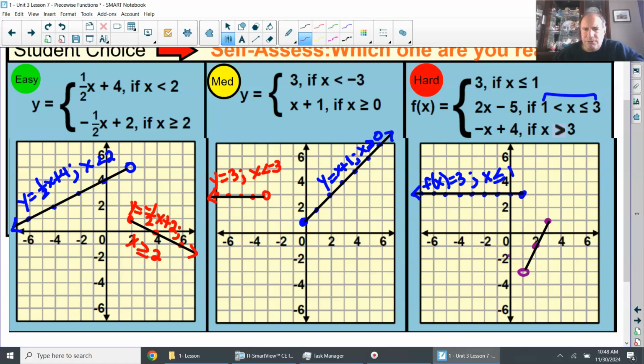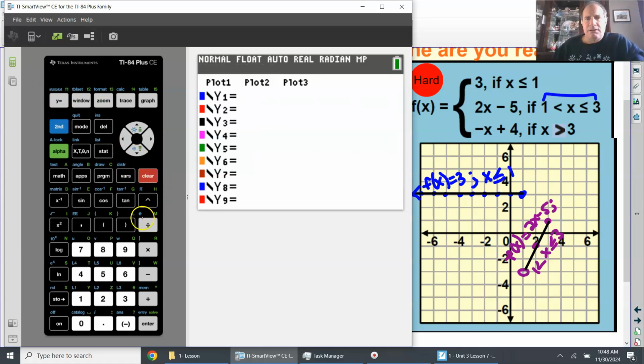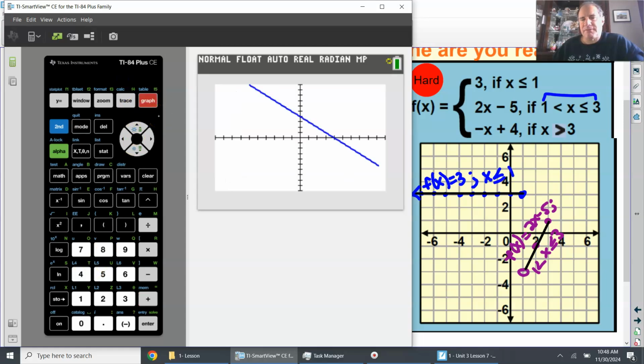So it's a little bit hard to put down, but it's f of x equals 2x minus 5, x is greater than 1 and less than or equal to 3. Okay. And then y is equal to negative x plus 4. And there's the graph. Goes down from left to right, negative.